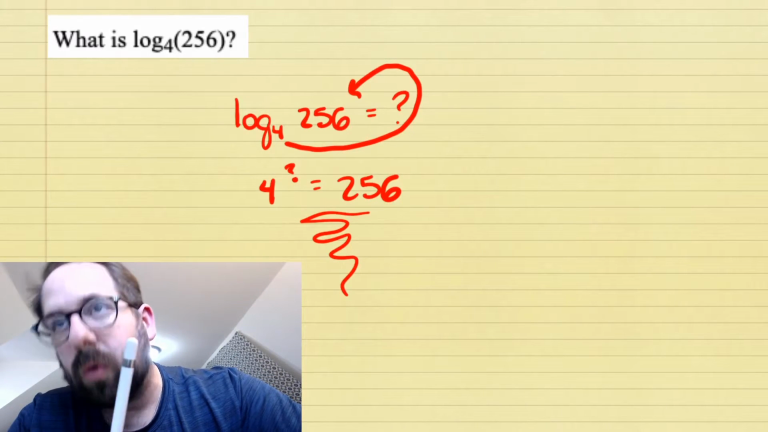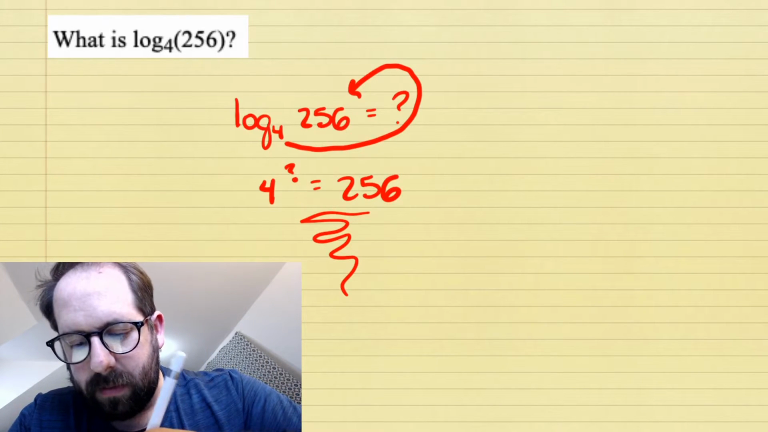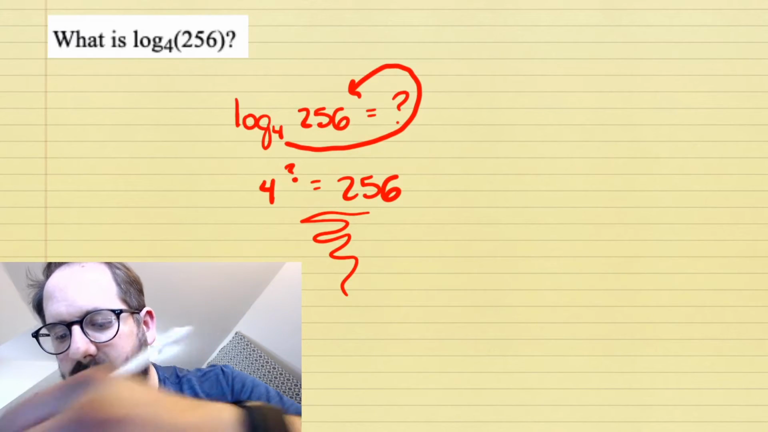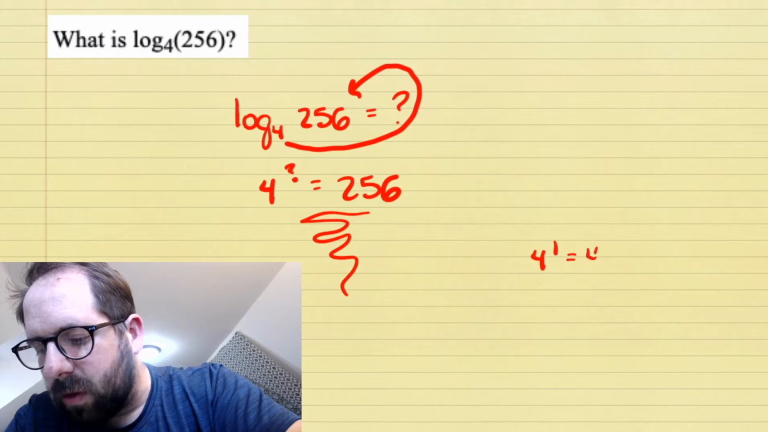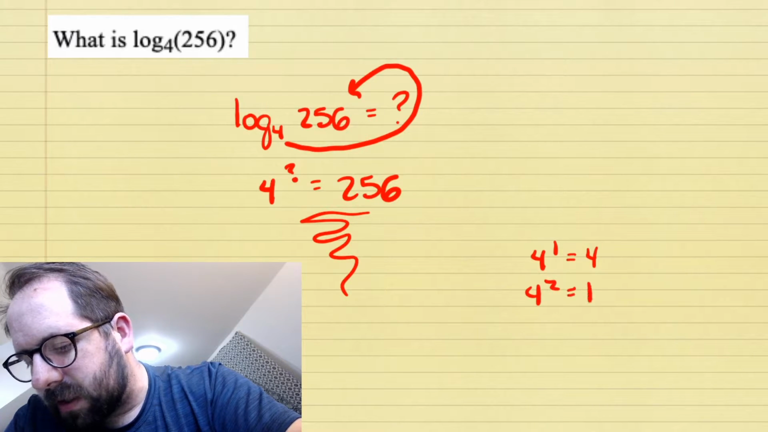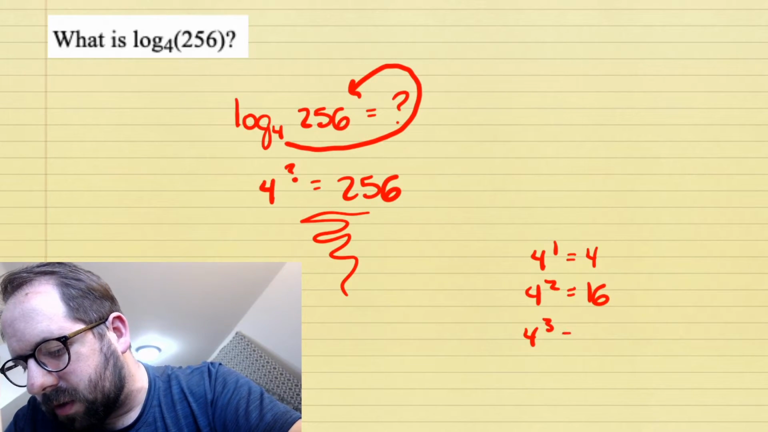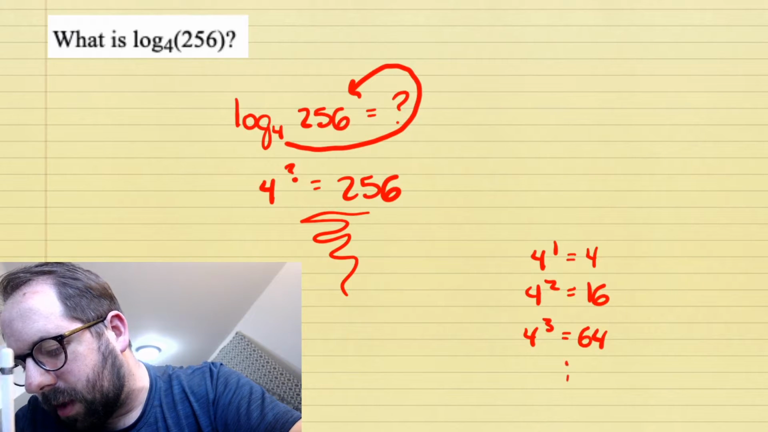4 to the first power is 4. 4 to the second power is 16. You get the idea. 4 to the third power is 64. And you just keep going.